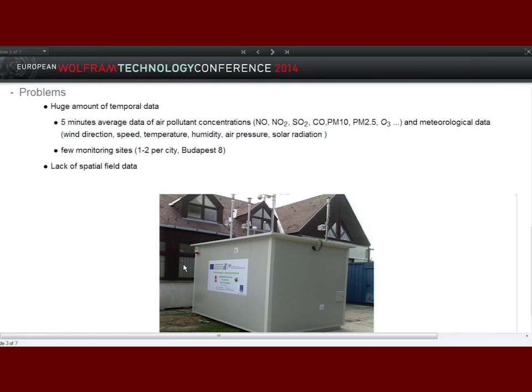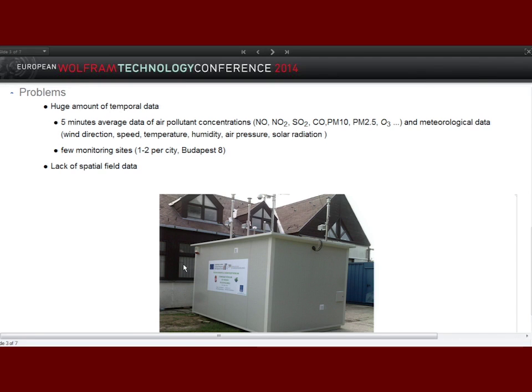They measure, we can consider it continuously, 5-minute average data from many air pollutant components, and also meteorological data such as direction of the wind and speed of the wind, temperature, humidity, air pressure, and also solar radiation. But one single monitoring site, or even 2, is far from spatial data.